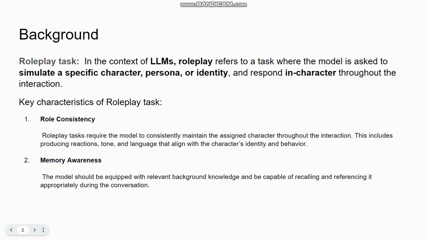The second characteristic is called memory awareness. Basically, the model should be equipped with relevant background knowledge and be able to recall and reference specific memory appropriately during the entire procedure of the conversation.